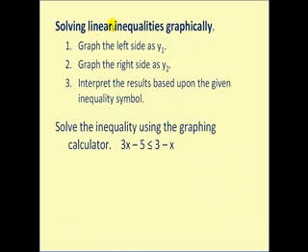We are able to solve linear inequalities graphically as well. So here are the steps we'll take to solve a linear inequality with our graphing calculators. Let's go ahead and apply these steps using this example down here. Step 1, it says we're going to graph the left side as y1. So that'll be our y1. Then we'll graph the right side as y2. And then step 3 will be to interpret the results based upon the given inequality symbol.